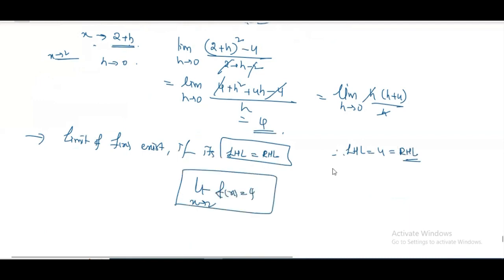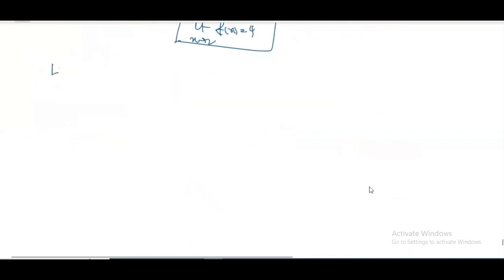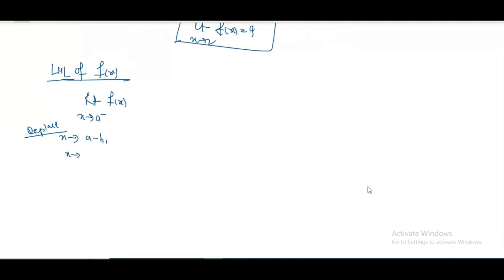So this is the way we find the left hand limit or right hand limit. In general, when you want to apply the left hand limit of f of x, it is usually denoted as limit x tends to a minus f of x. Here you replace x in f of x with a minus h, and x tending to a minus is replaced with h tending to 0. So this becomes limit h tends to 0 of f of a minus h. This is the left hand limit.